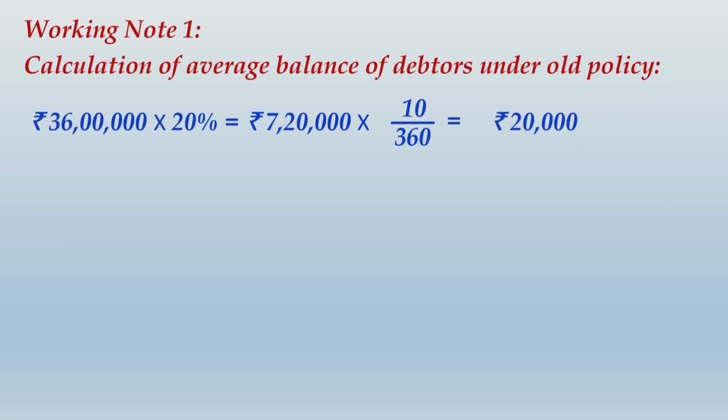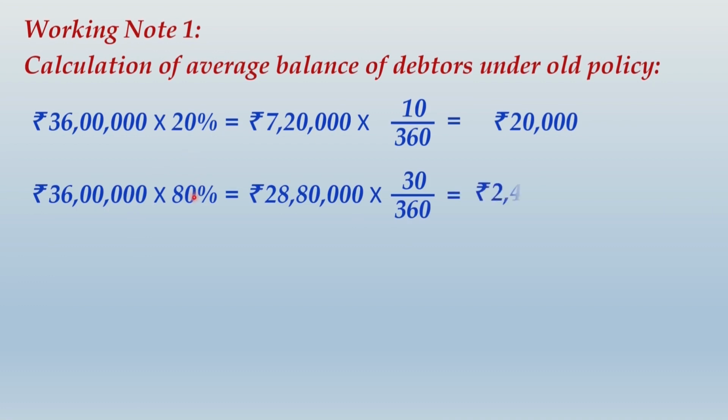I repeat, 36 lakhs is your total annual sales. Out of this, you are splitting this into 20% and 80%. 20% of your customers are paying within 10 days. So to such customers, the average balance of debtors will be 20,000. And what about the remaining 80%?